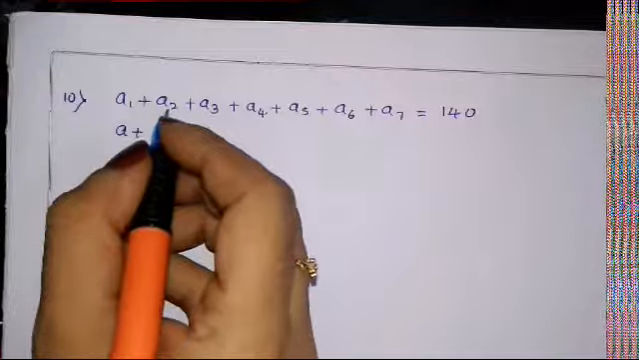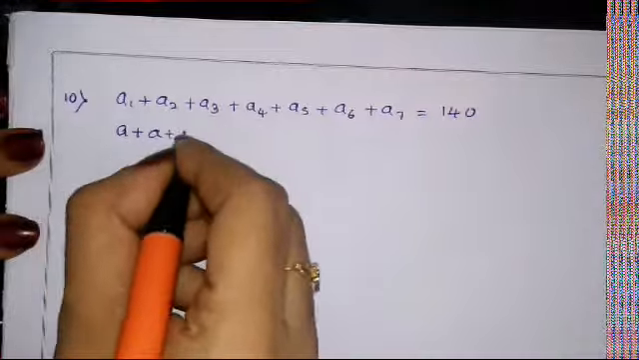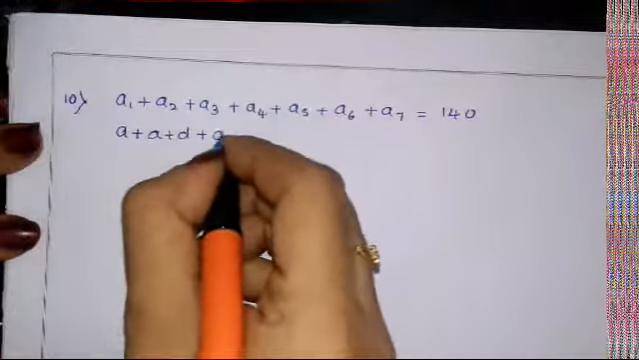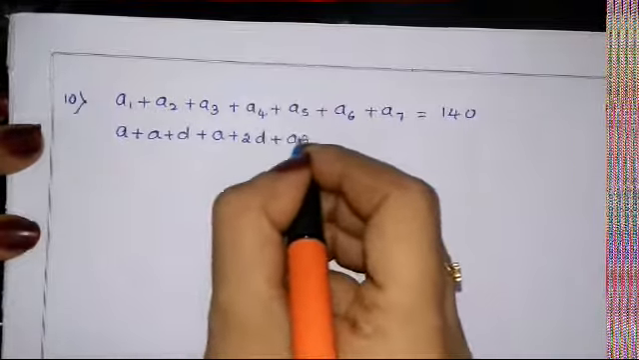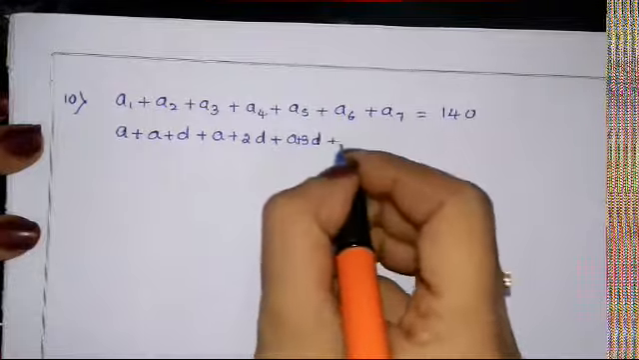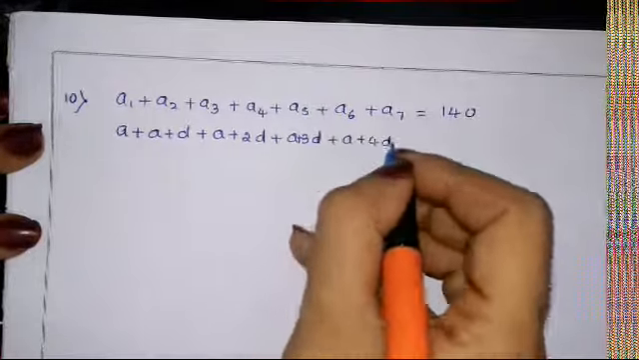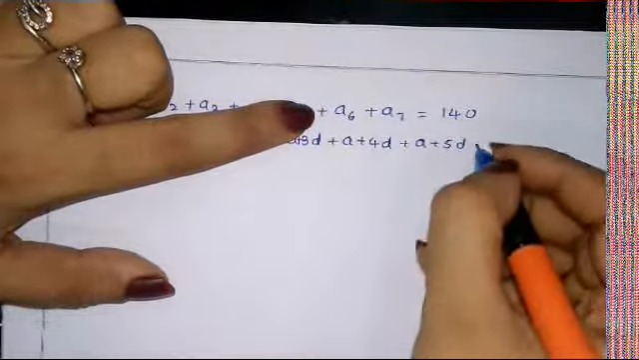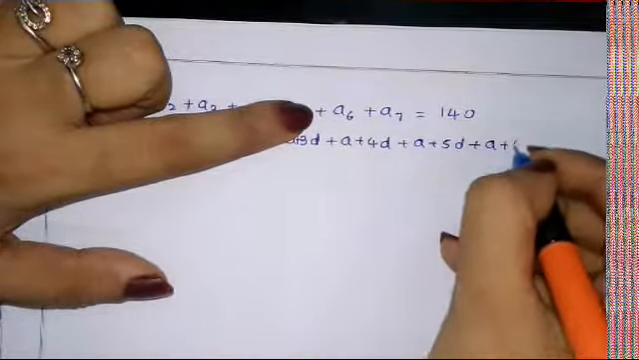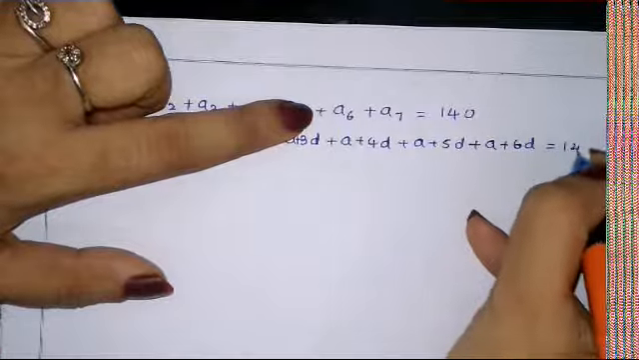A2 is one more, A plus D. A3 is again one more, A plus 2D. A4, A plus 3D. A5, A plus 4D. A6, A plus 5D. And A7, A plus 6D, is equal to 140.